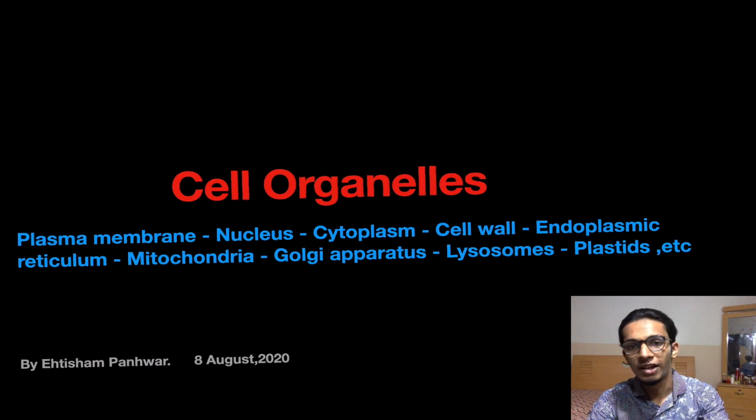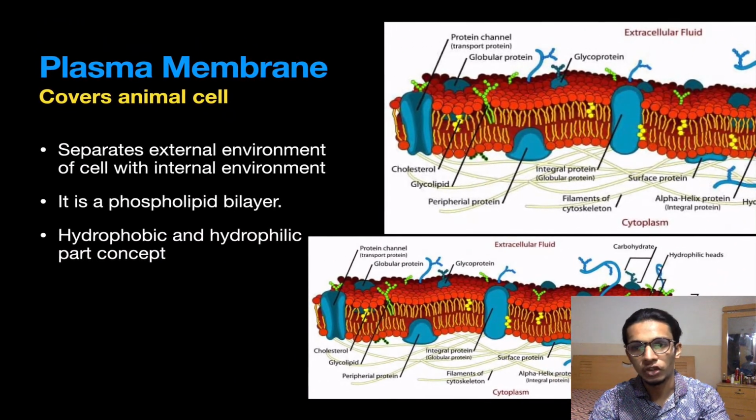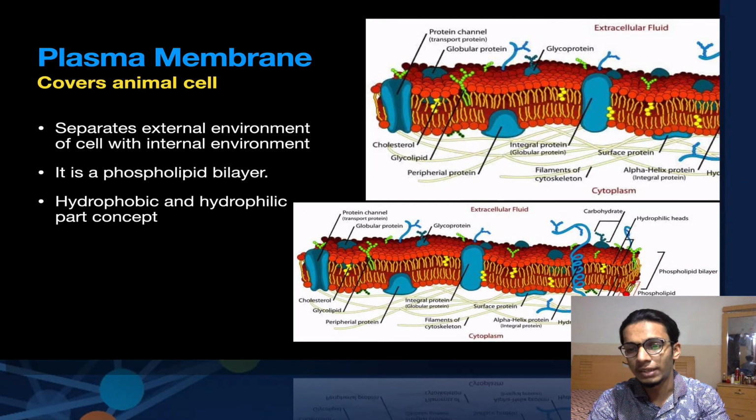First of all, we have the plasma membrane. Now over here we have another line that covers the animal cell. So what is the plasma membrane? It is a membrane which is surrounding our beautiful unit of life, which is the cell. And the most unique thing in this membrane is that it is made up of a lipid bilayer.